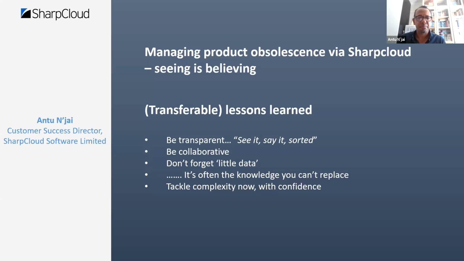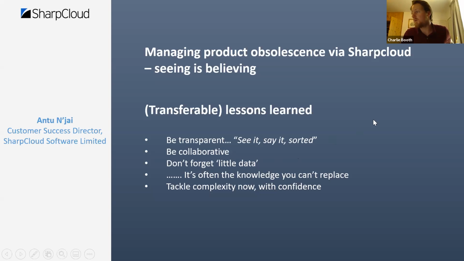Excellent. Thank you, Antu. No, that was really interesting. So I will open the floor up to questions now. As we said, you can do it two ways, by putting it in the chat or by raising your virtual hand. I see we have a question in there already. What are the methods for getting data in and keeping that data up to date?